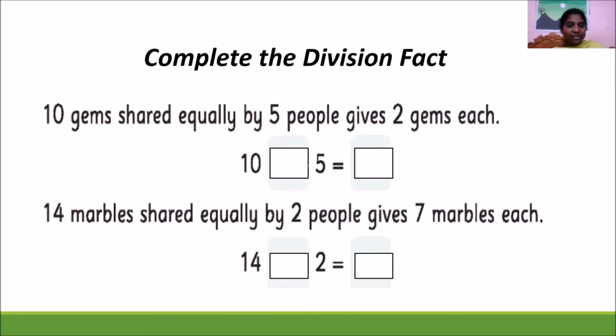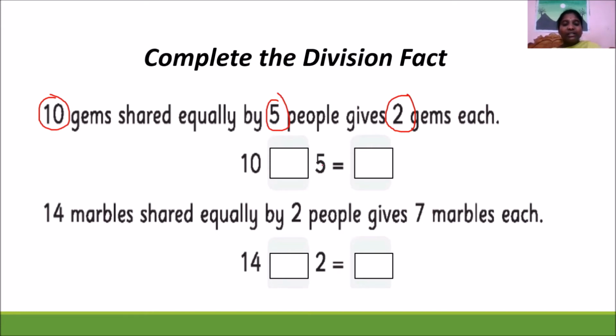We can use the same procedure to complete the following division fact. The first one: 10 gems shared equally by 5 people gives 2 gems each. So in the question itself, they have given the dividend, divisor and quotient. Here the total number of objects is 10. 10 is the dividend, 5 is the divisor, 2 is the quotient. What do we have to do, children? We have to complete this division fact. So 10 is the dividend, 5 is the divisor.